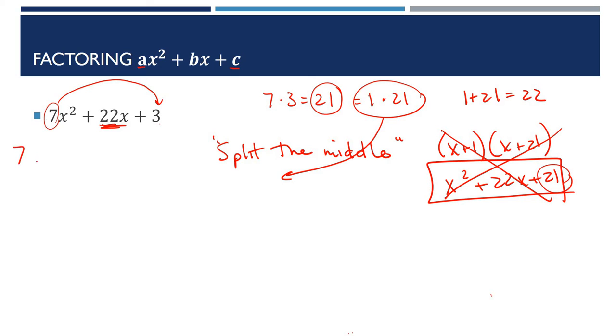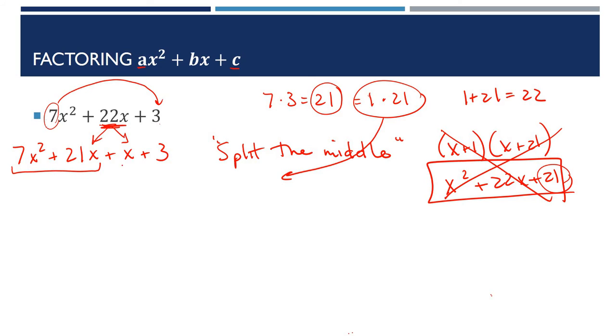but rather I'm going to use them to split the middle term. So I'm going to split that middle term up into two parts, 21x and 1x. You can see that these two together still add up to 22x. So I haven't changed the polynomial, I've just changed the way it looks.